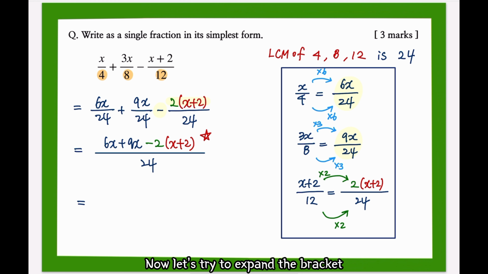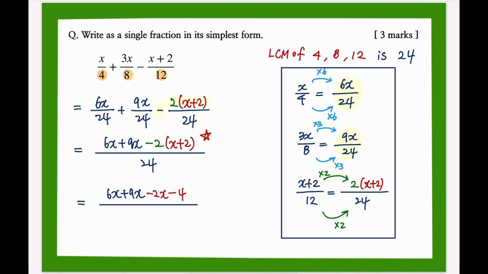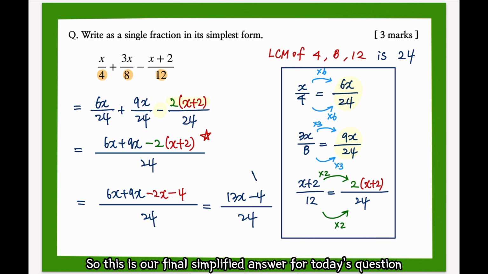Now let's expand the bracket to have 6x plus 9x minus 2x minus 4 over 24. Then combine the like terms to have 13x minus 4 over 24. So this is our final simplified answer for today's question.